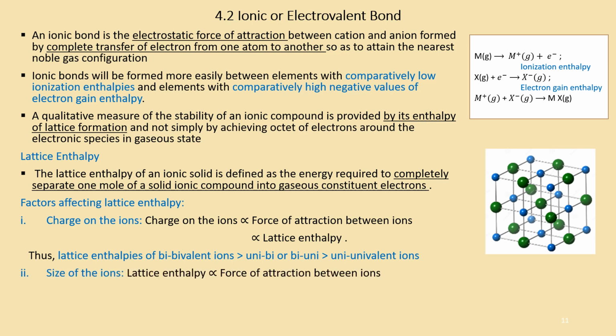The second factor which affects the lattice enthalpy is the size of ions. So, lattice enthalpy is directly proportional to the force of attraction between ions, which in turn is inversely proportional to the size of ions. That is, lattice enthalpy is proportional to 1 over the size of ions.